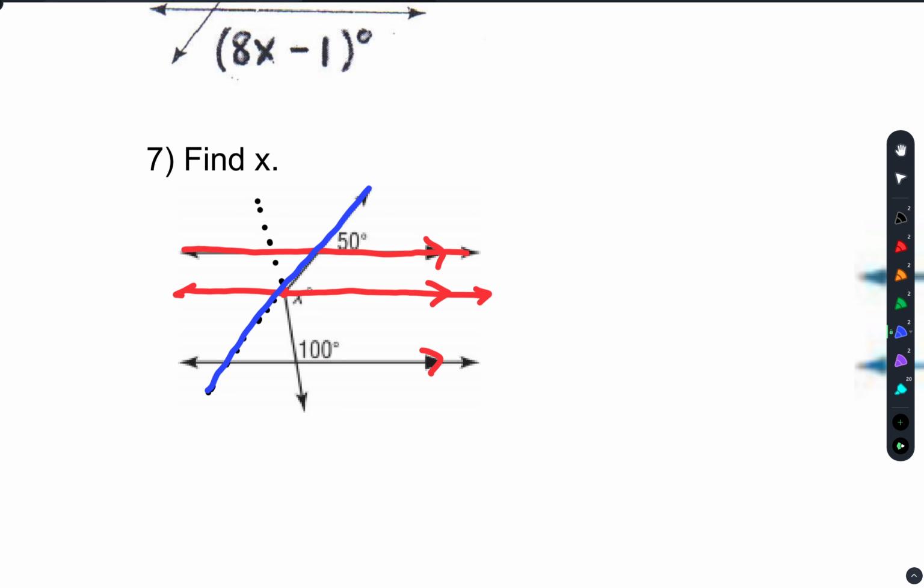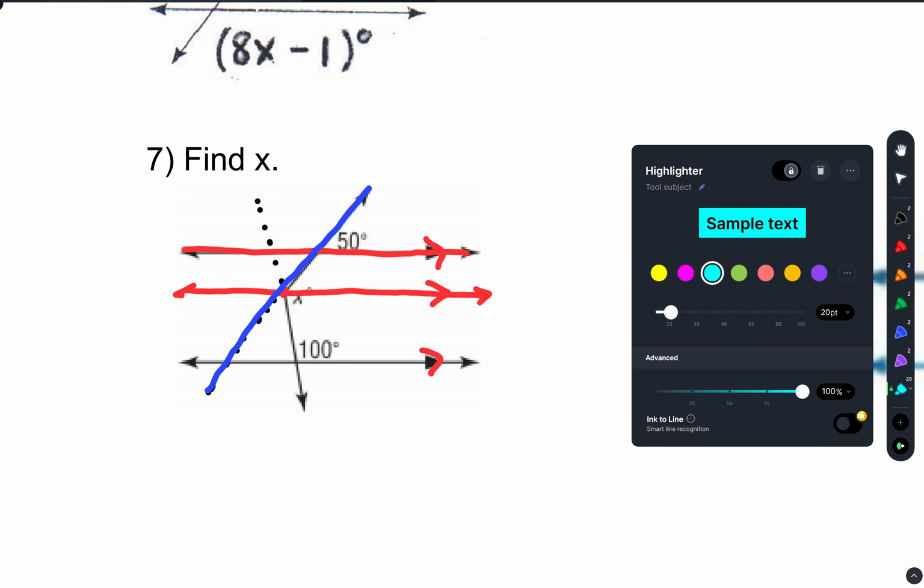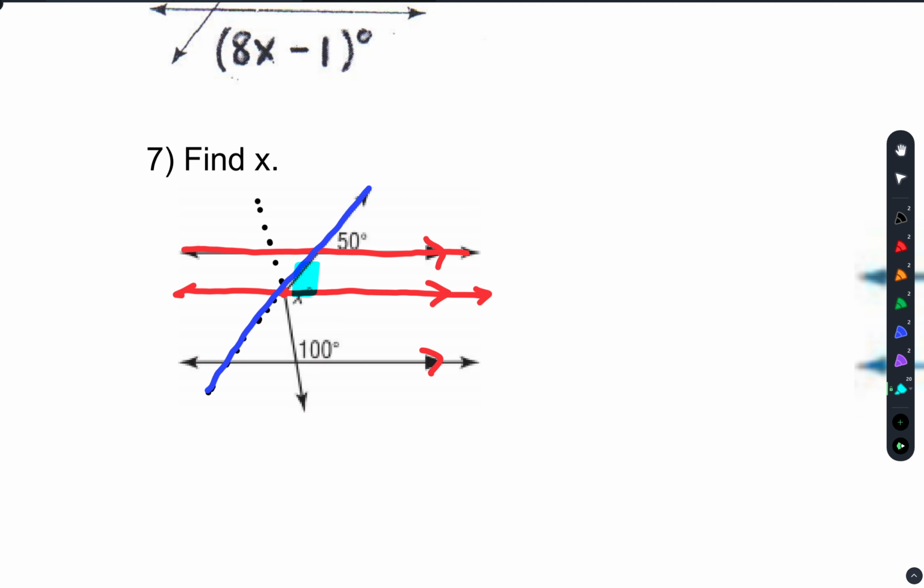Actually, I can probably fill in a lot, but what's going to help me find that X? What do I know about this angle right here that I just created? Kaylin? Yeah, what's the relationship between those two? Perfect. These two angles are corresponding. So I know that they must be congruent. Amazing. Let me get rid of some of my highlighting here.